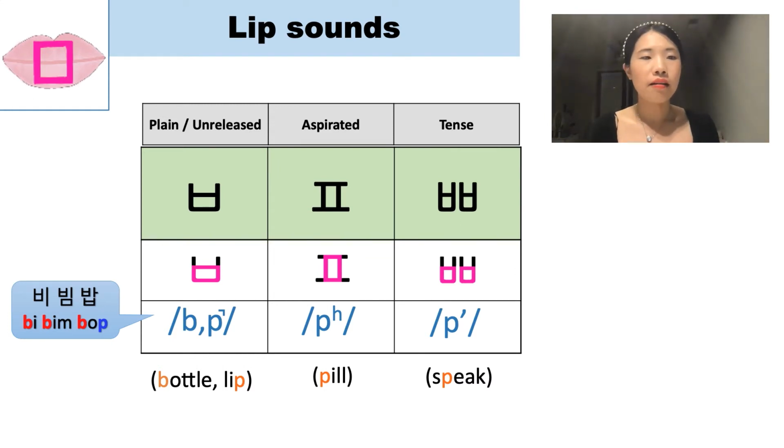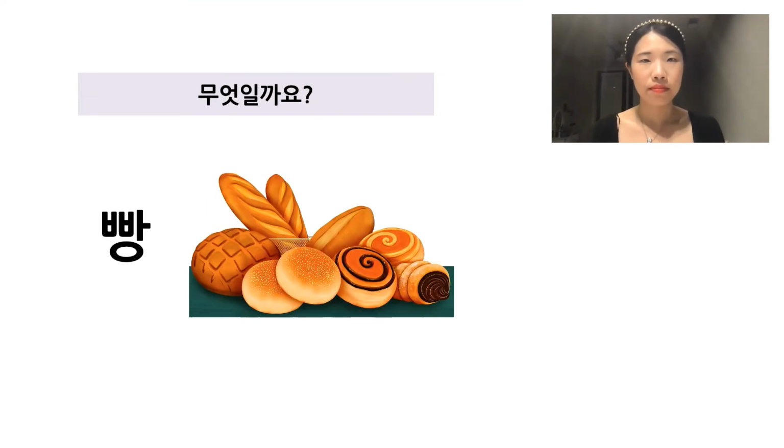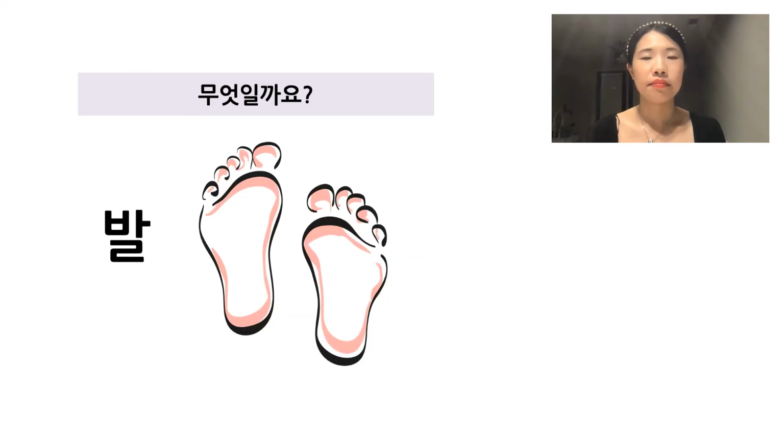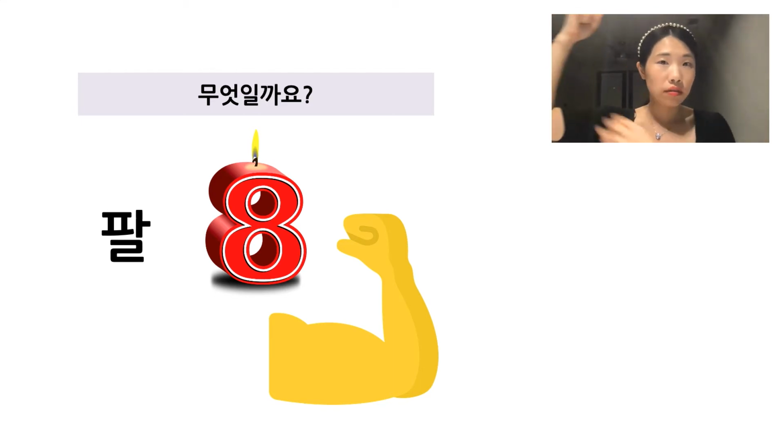Okay. Let me just give you some practice using actual words from the Korean language. 방, which means room. 빵, 빵 is bread. 발, which means feet. 팔, which means the number 8 or arm.